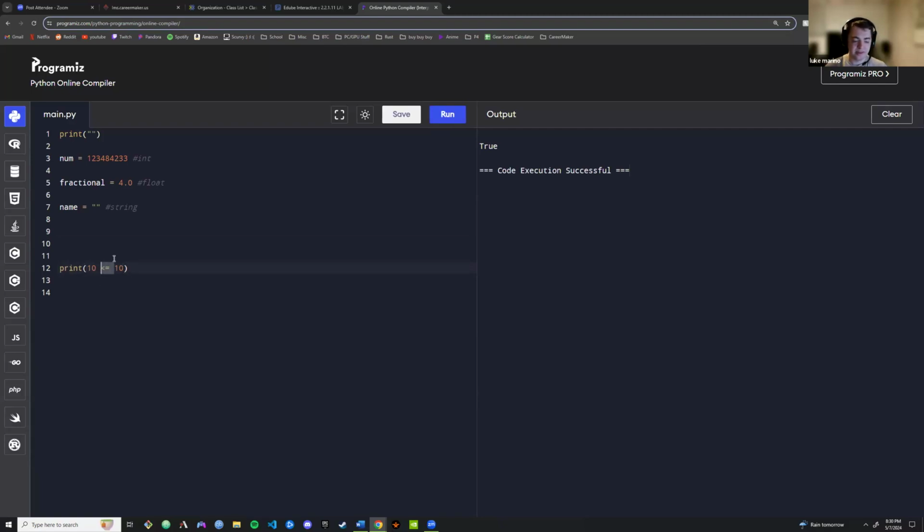Now the not symbol right here, this is asking, okay, is 10 not equal to 10? No, 10 is equal to 10. So not is a very tricky comparison operator, but it just represents the opposite essentially.